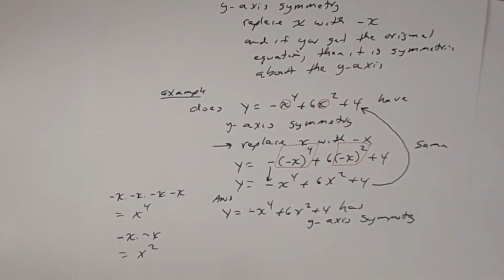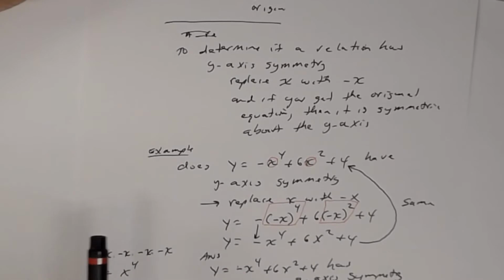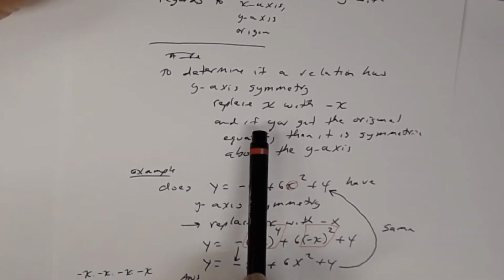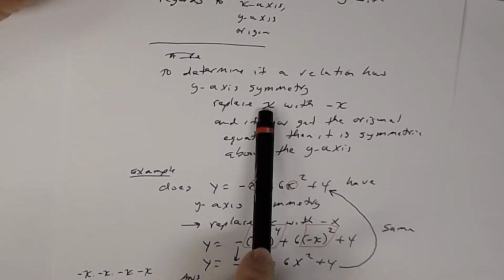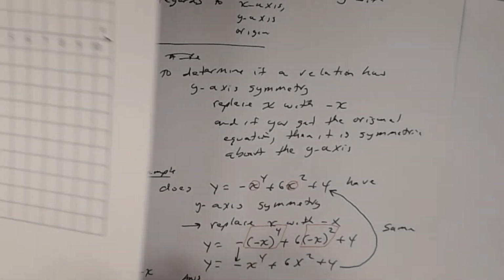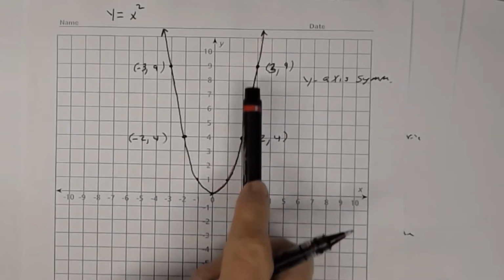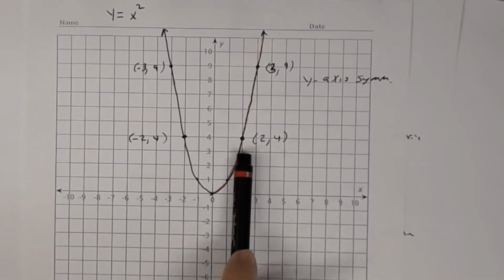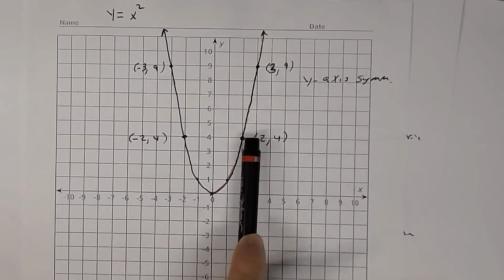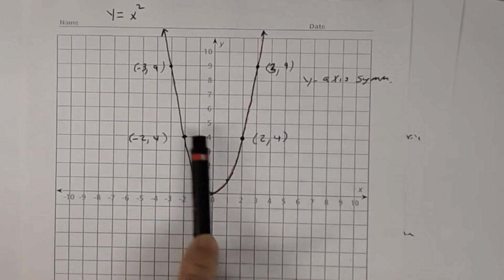Now, this was y-axis symmetry. We're going to come back and do a couple more examples, but this was what you're going to do for y-axis symmetry. So remember, for y-axis symmetry, you've got to replace x with negative x. And it's easy to remember this. Think of y equals x squared. Y equals x squared is symmetric about the y-axis. So 2, 4, and negative 2, 4 on the graph. So 2, negative 2, 3, negative 3.